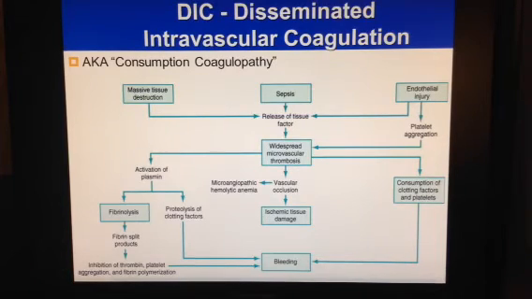This is another diagram that shows the same thing that we've been discussing. Notice that the top level of the diagram has three separate general reasons why DIC, aka consumption coagulopathy, can begin.